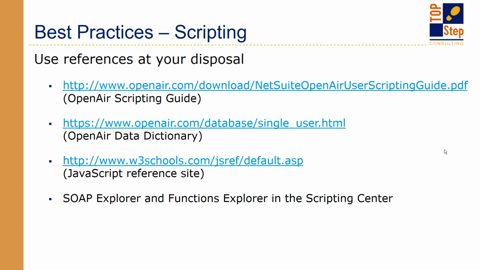And then the last one with the link here is a JavaScript reference site. I'm not trying to endorse any specific JavaScript reference site. There are a number of them out there. This has been the most useful for me. It's formatted in a way that is similar to the way that I think and the way I would expect information to be organized. So that's the one that I use, but there are many of them out there. The last item here is the SOAP Explorer and the Functions Explorer in the Scripting Center, which we've already discussed. Those are very useful tools as well.